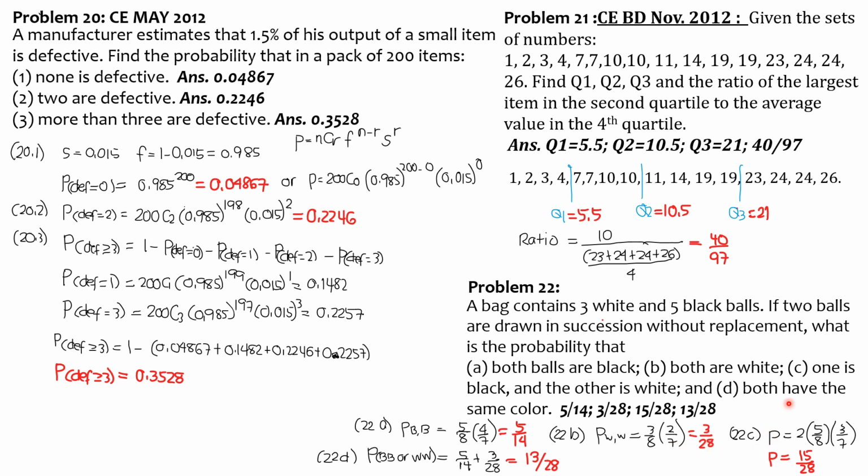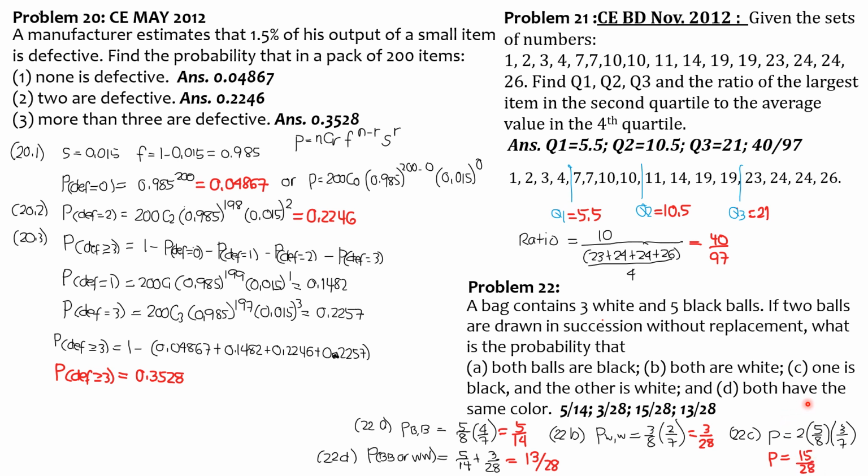2 remaining white balls out of 7 remaining balls, so 3 over 28. 22C, one is black and the other is white. There are 2 cases, so that's why we multiply it by 2. If it is black first, so 5 black balls out of 8, then second should be white. 3 white balls out of 7 remaining balls. So that would be 15 over 28.